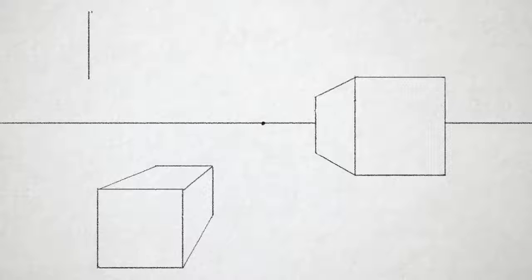Alright, now let's draw a third cube, but this time we'll place it above the horizon line. Here again, we'll start with the shape, which will be a square. Now, again, we'll draw lines from all 4 corners to the vanishing point.